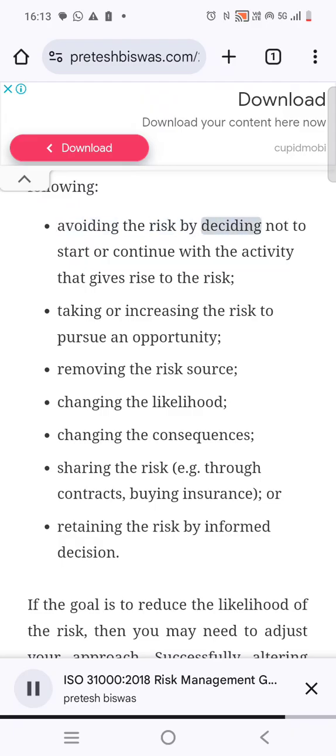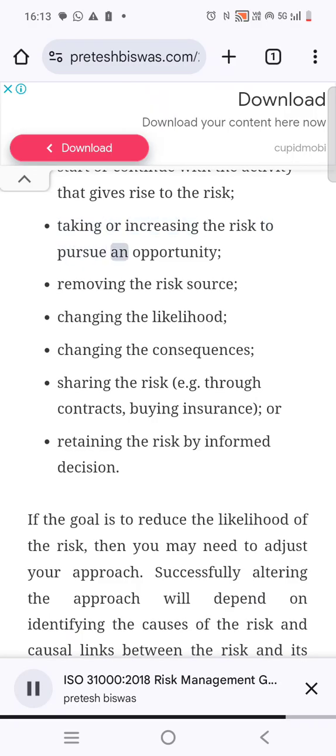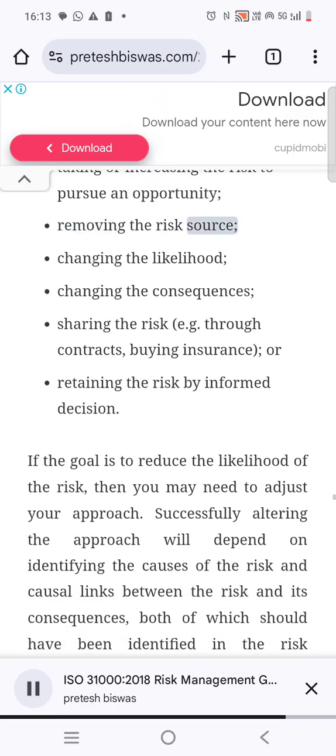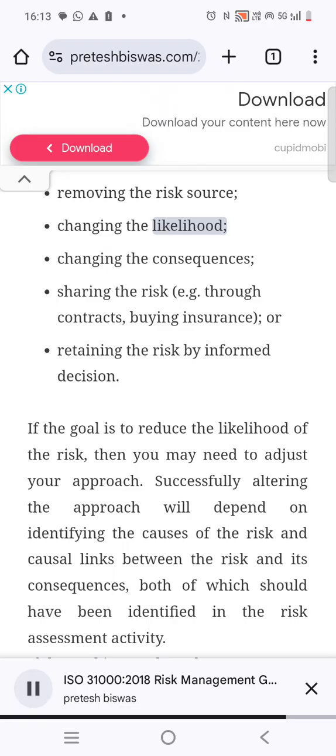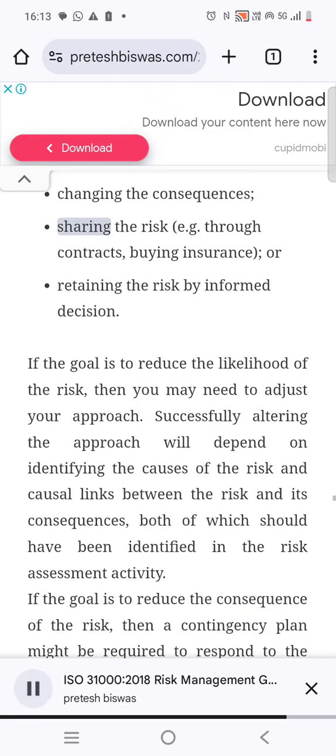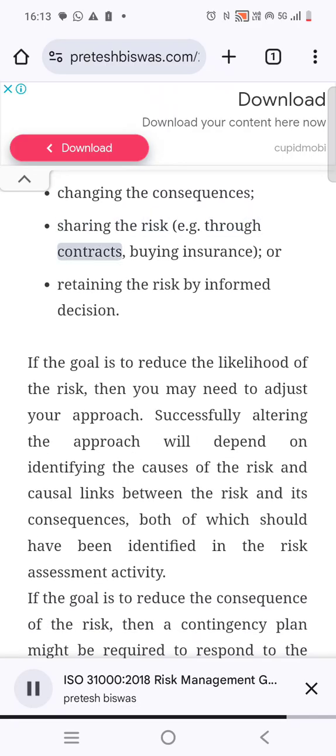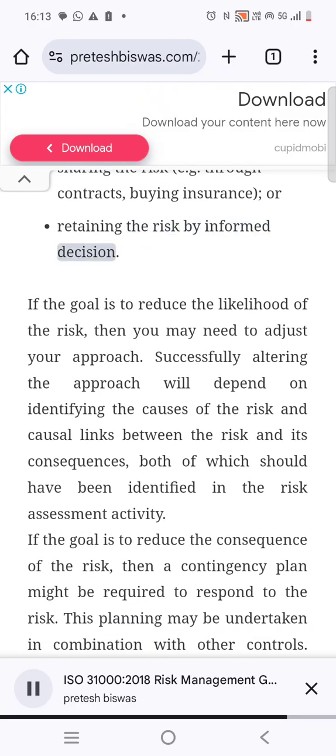Avoiding the risk by deciding not to start or continue with the activity that gives rise to the risk. Taking or increasing the risk to pursue an opportunity. Removing the risk source. Changing the likelihood. Changing the consequences. Sharing the risk, e.g. through contracts, buying insurance, or retaining the risk by informed decision.